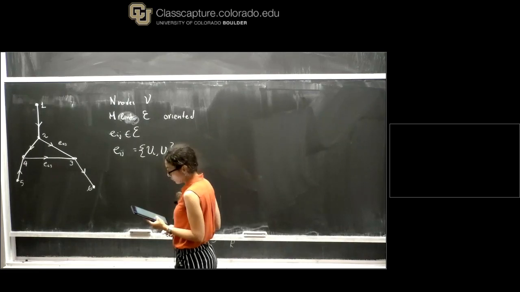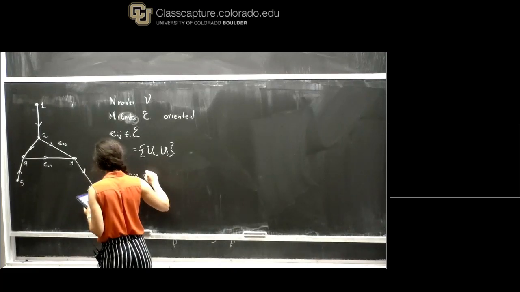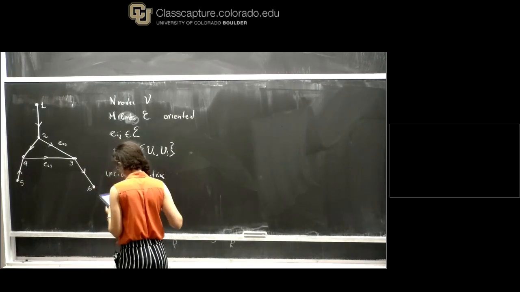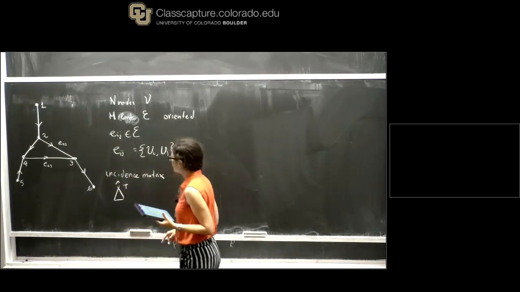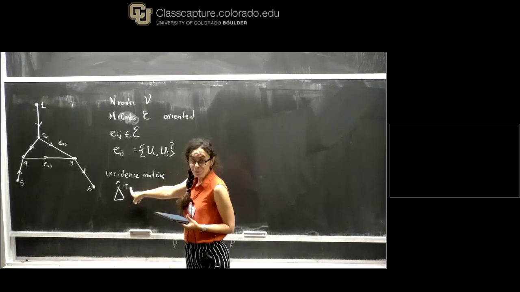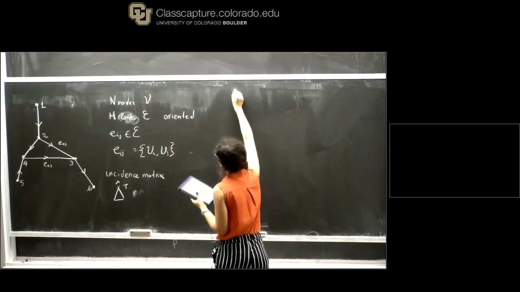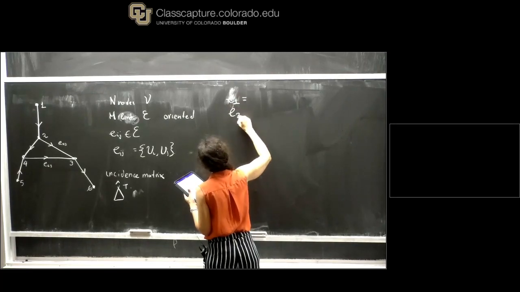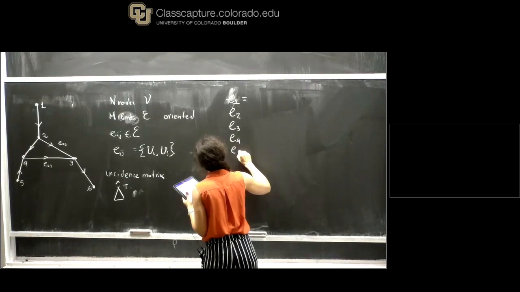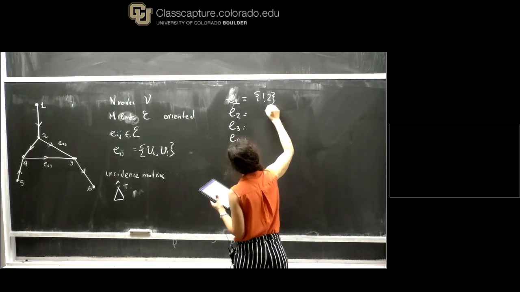Now, you see there is a relationship between the edges in my graph and my nodes, and that relationship can be represented by an incidence matrix. I will denote this incidence matrix with delta hat T, and keep in mind that there is a T here. It looks like a transpose, and we'll see what that is. And let's say my edges in this graph are as follows.